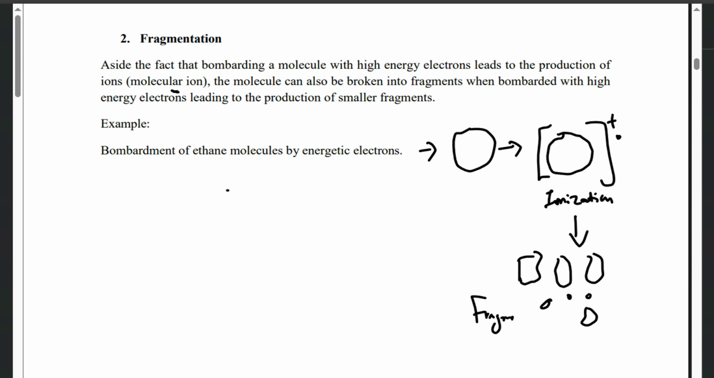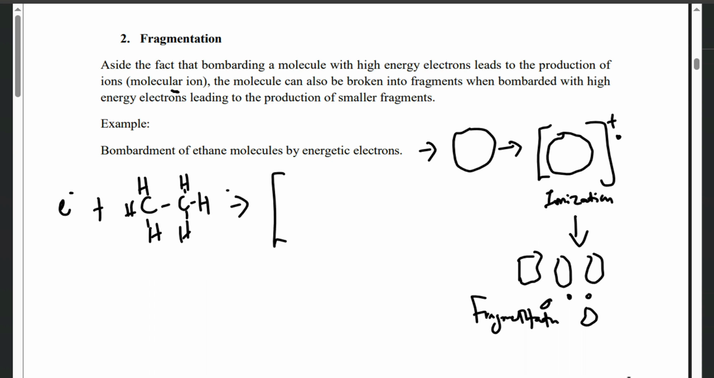So this is fragmentation. Let's say the bombardment of ethane molecules with high energy electrons. So ethane is this: we have carbons and hydrogen, hydrogen, hydrogen, hydrogen, hydrogen, and hydrogen, all bonded. When we bombard the ethane molecule with a high energy electron, what we have first is the radical cation, positive dot.